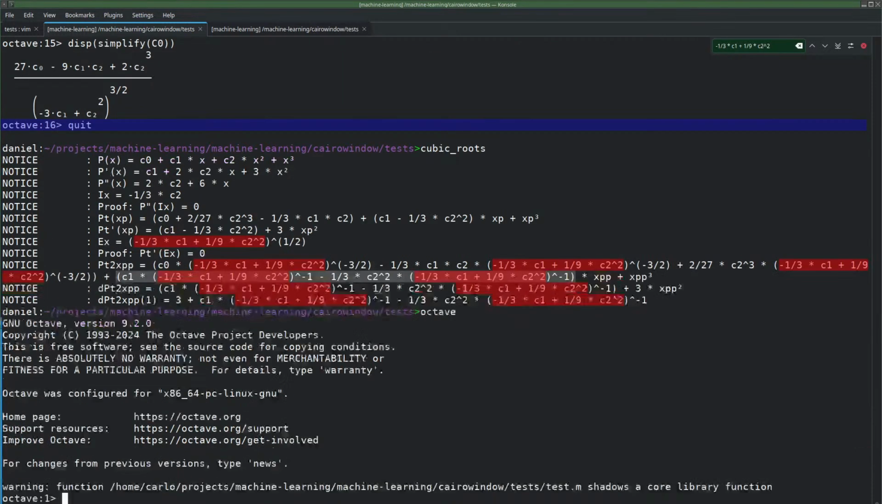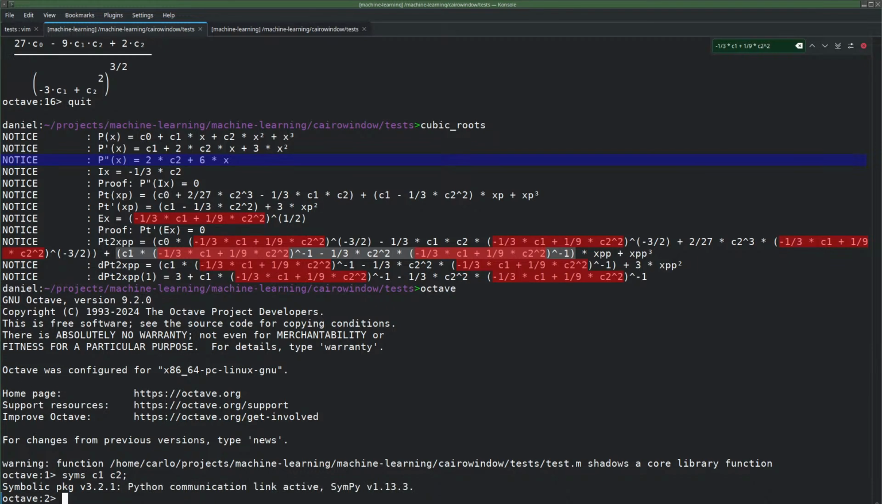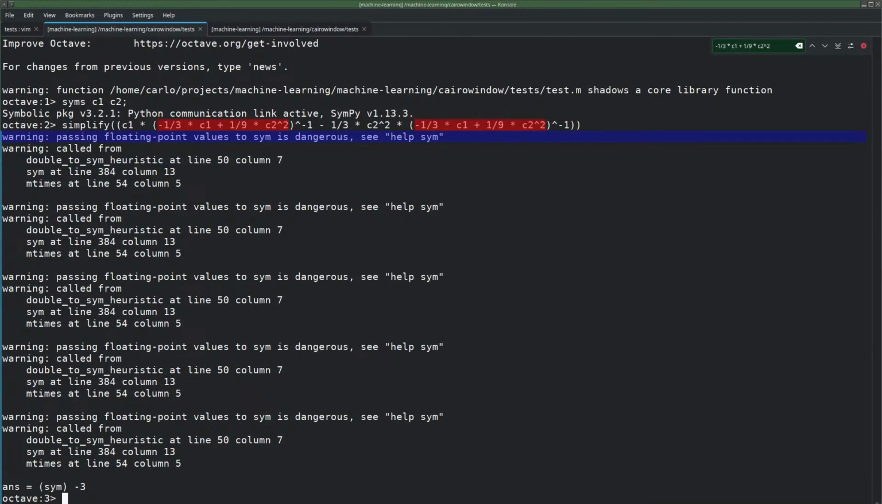I still have to run Octave again because I have to check it. Simps. And there's a C1 and a C2 in it again. C1 and C2. Simplify. Minus 3. Yep.